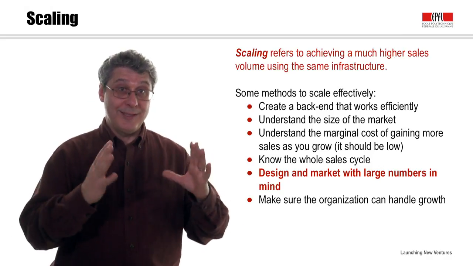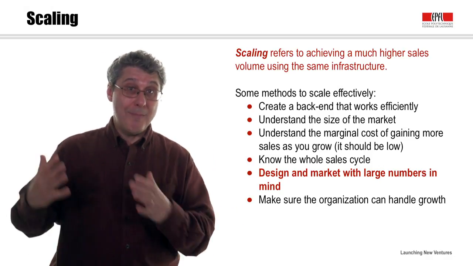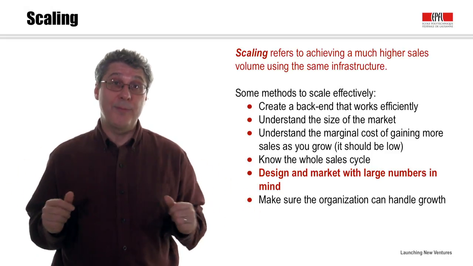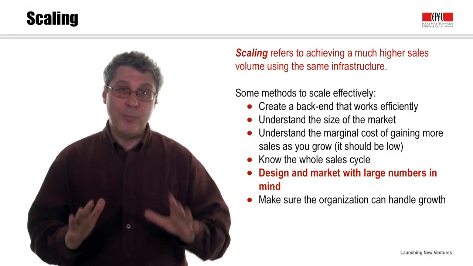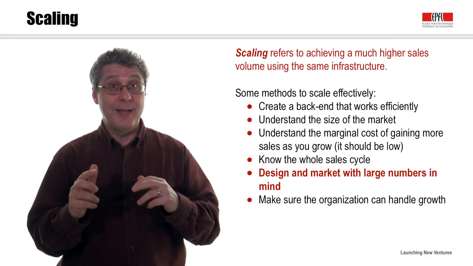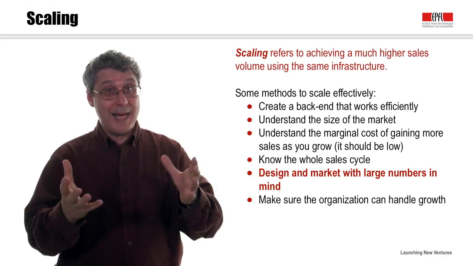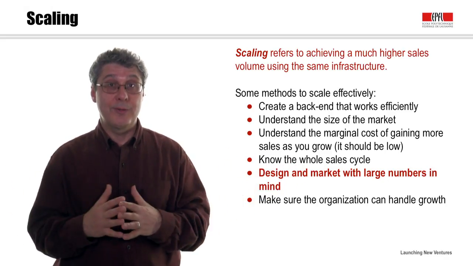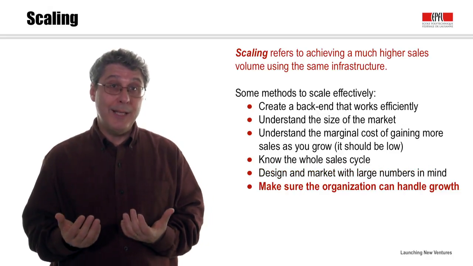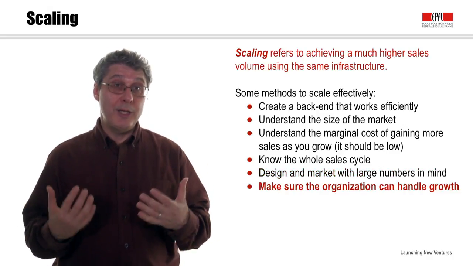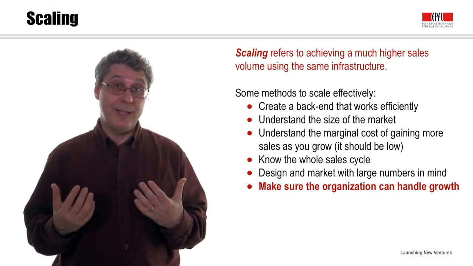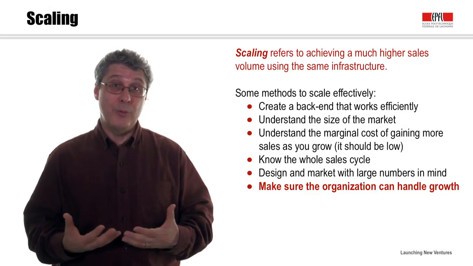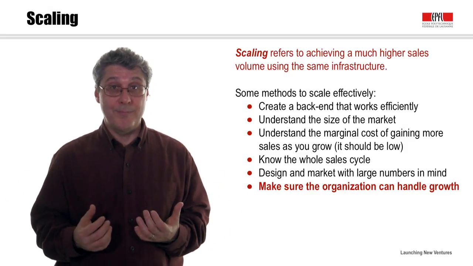Furthermore, you have to design the product or service and market the product or service with large numbers in mind. So not a one-off type thing. Of course, in the prototyping phase, no problem. But then when you get to the scale phase, you want to make sure that your product can handle multiple users at the same time, multiple customers. Same thing with marketing to them. And then we're going to talk about this a little bit more, is making sure the organization itself can handle growth. In other words, what kind of organization do you need to be able to gain large sales volume?